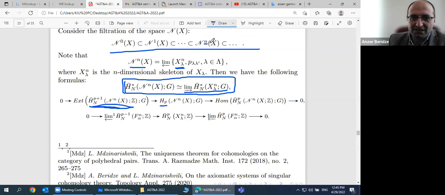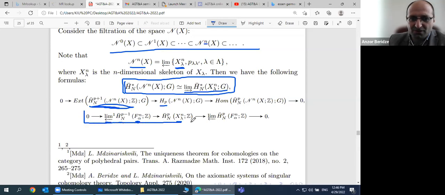But fortunately, the cohomology of these non-compact polyhedral spaces can be connected to the cohomology of compact polyhedral spaces. This is a subspace of this one, all possible compact subspaces. It is connected to the cohomology of compact polyhedral spaces and its inverse limit. It is controlled by the first derived limit.